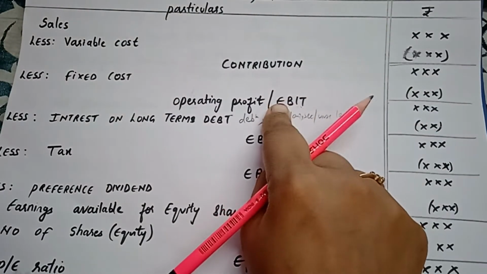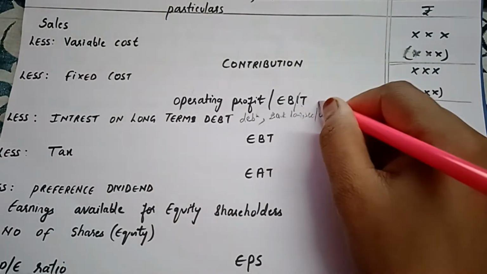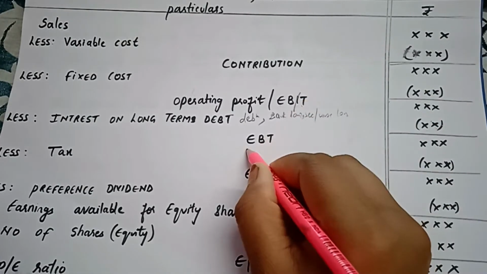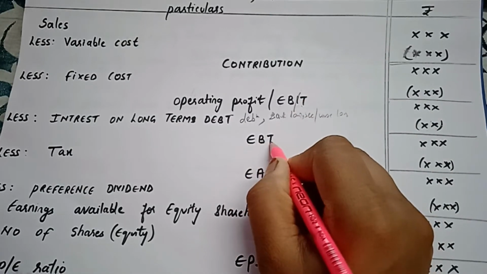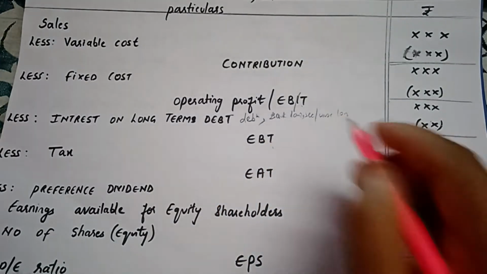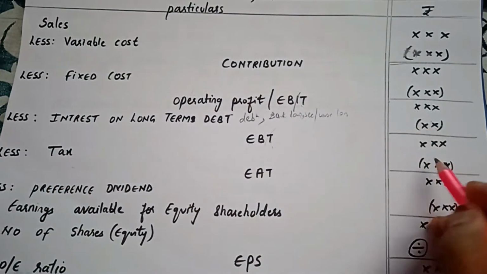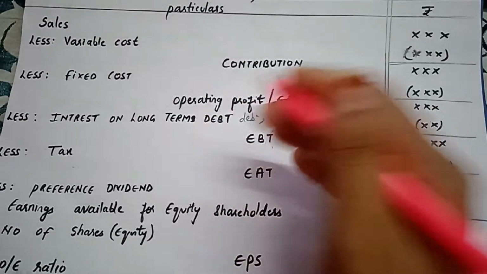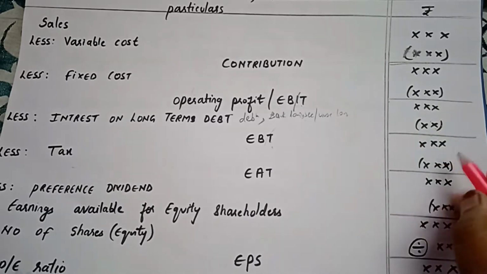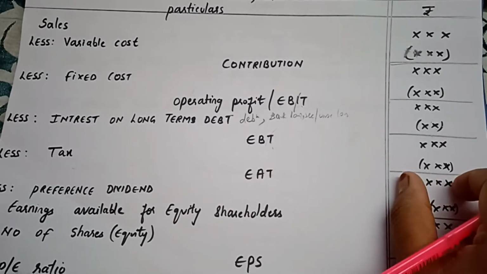Now, interest is deducted from earnings before interest and tax, so what are you left with? EBT, earnings before tax. It means these are the earnings before tax. Now you need to cut down the tax. Less tax: you will be given the tax rate, and you have to deduct the tax. After deducting the tax, you get earnings after tax.